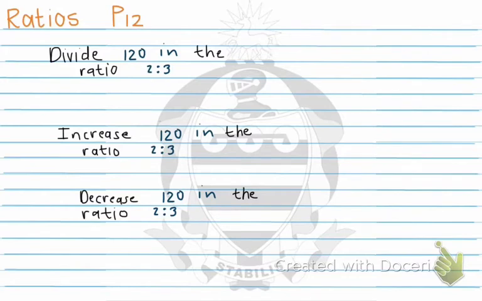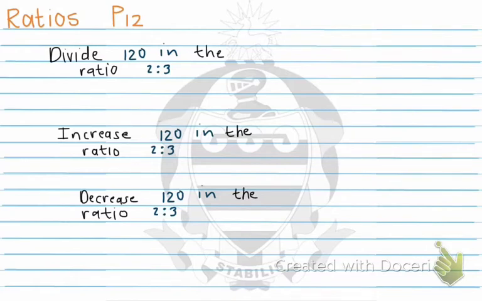Today we're going to look at the chapter Ratios. It is on page 12 in your textbook. Underneath ratios, you must be able to do three things. You have to be able to divide something in a specific ratio, and you also need to be able to increase or decrease something in a specific ratio.